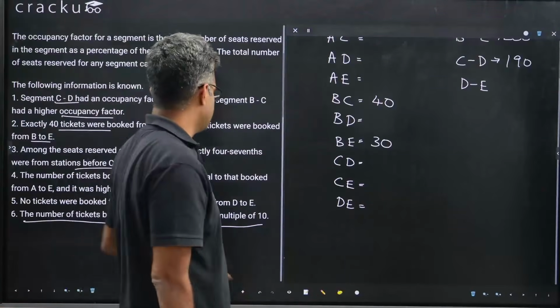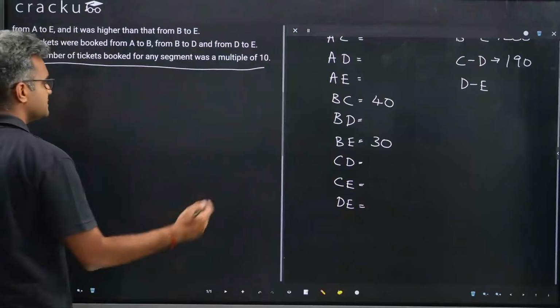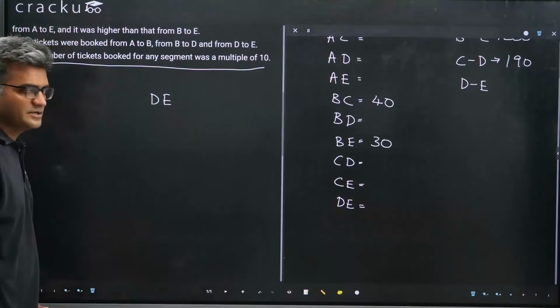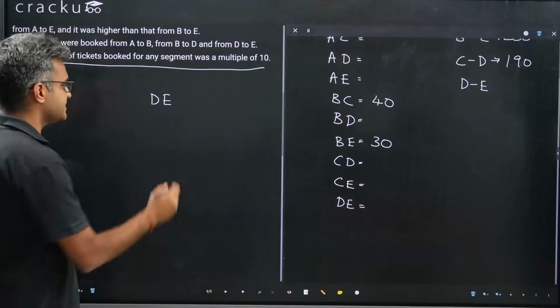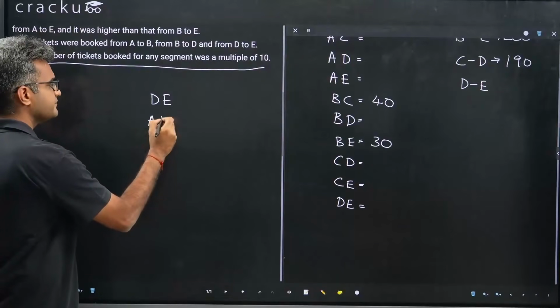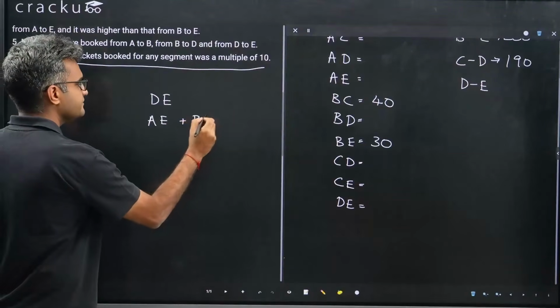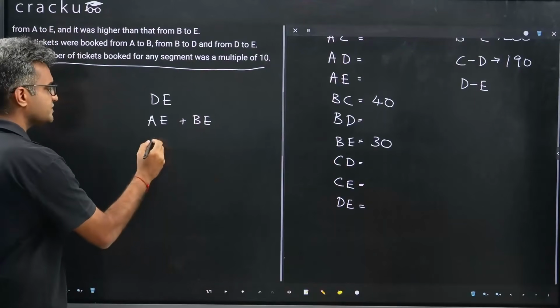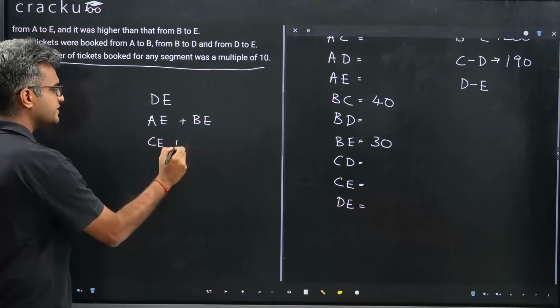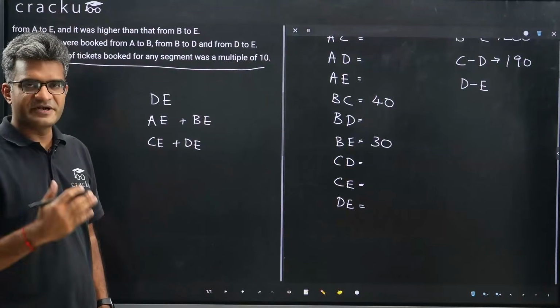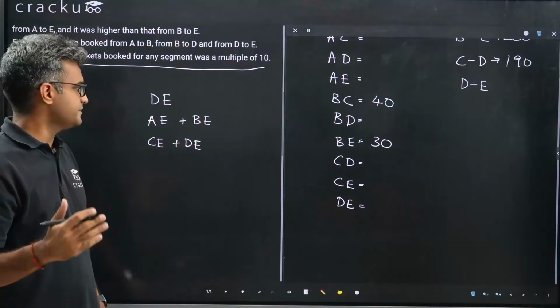What does this mean? Suppose I'll write it down over here. Let us assume that there are people who are traveling from D to E. Now, how can they book their tickets? Either they can book their tickets from A to E, or from B to E, or from C to E, or from D to E. All of these guys will be traveling through the segment D to E.